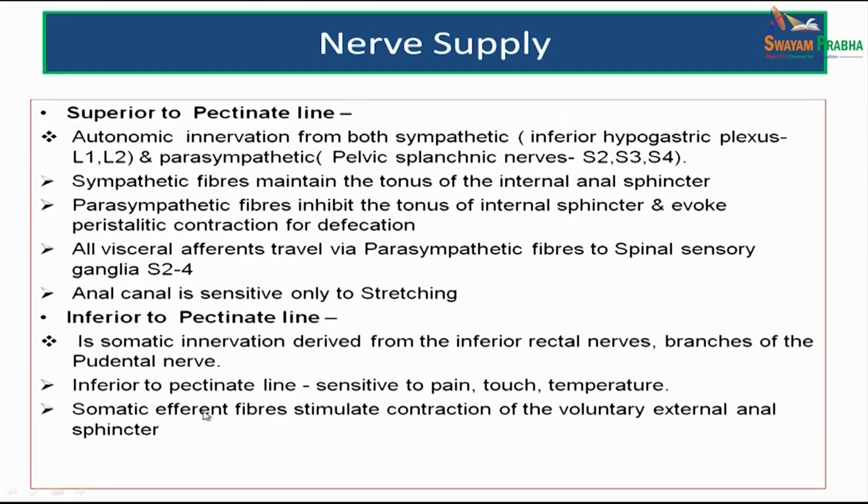Below the pectinate line, it is somatic innervation. It is by the inferior rectal nerves, which are branches of the pudendal nerve. Inferior to the pectinate line, hence, it is sensitive to pain, touch, temperature. That does not hold good for the area superior to the pectinate line, which has autonomic innervation, which is not sensitive to pain. Inferior to the pectinate line, somatic efferent fibers stimulate contraction of the voluntary external anal sphincter.